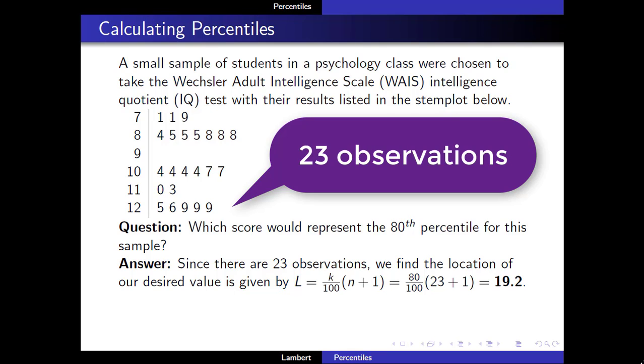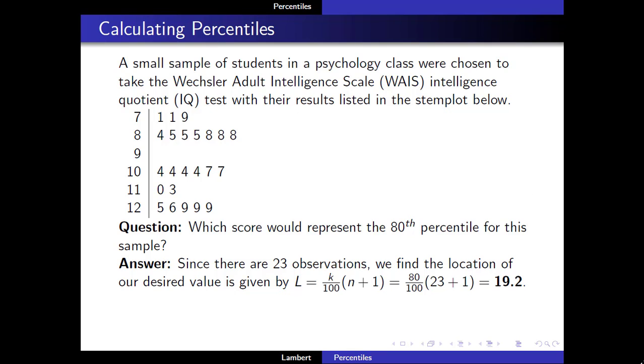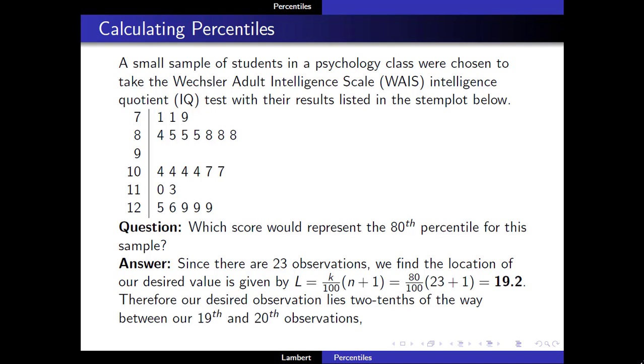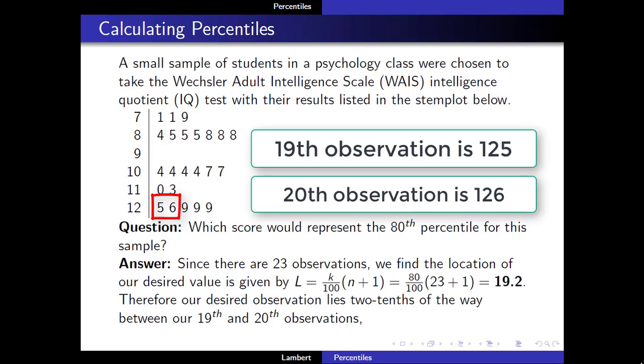So plugging into our location for the percentile formula, the 23 observations go in for n. Since you're dealing with the 80th percentile, that would be your k value. With that, we can plug it into our formula, and we get 19.2. So what does that mean? Well, that means that our 80th percentile occurs between the 19th and the 20th observations. So we need to locate our 19th and 20th. Well, if there's 23, we can just count backwards: 23, 22, 21, 20, and then here's 19. So we have these two values, 125 and 126.